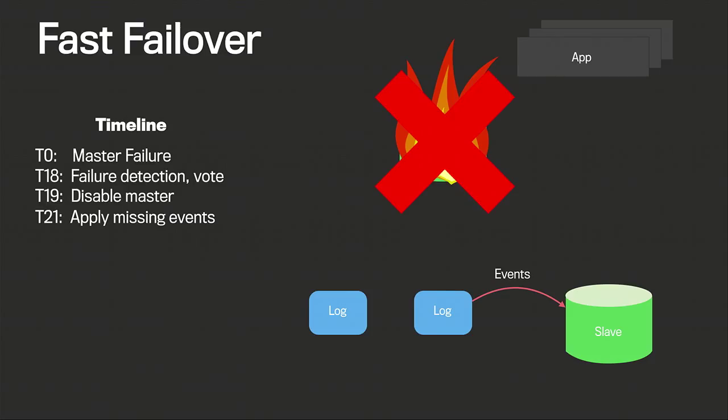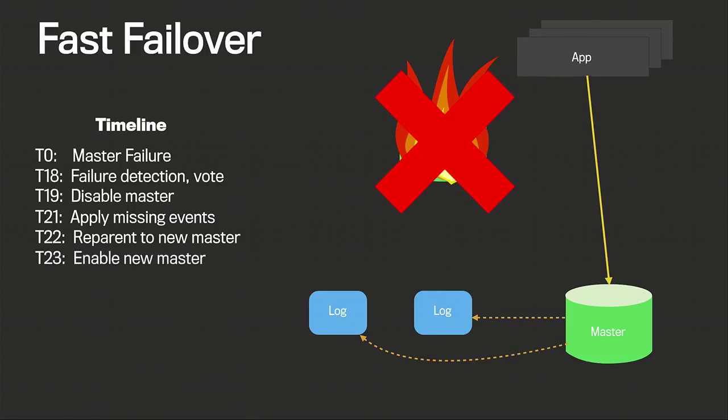So now we've applied these missing events, which took a couple seconds, and now we need to reparent to the new master. This is basically just switching everything over, changing log tailors to go off there. This, again, is where GTIDs and so on make this much more simple and straightforward. And then we need to enable the new master. So now we enable the new master, writes can resume, and everything is happy.